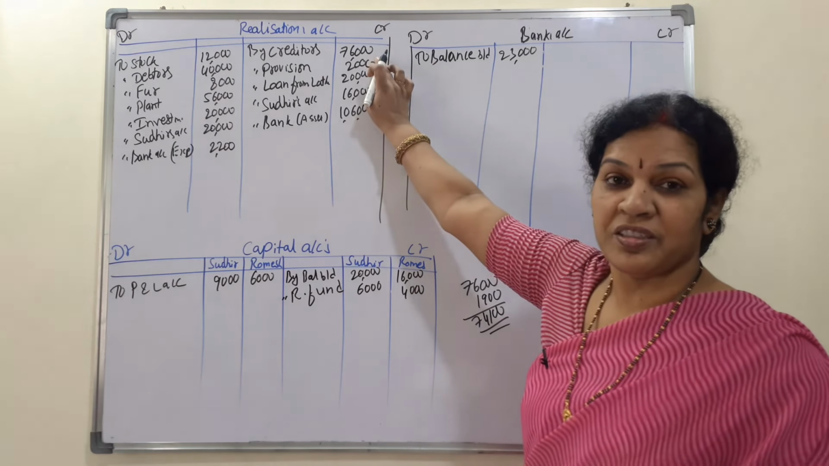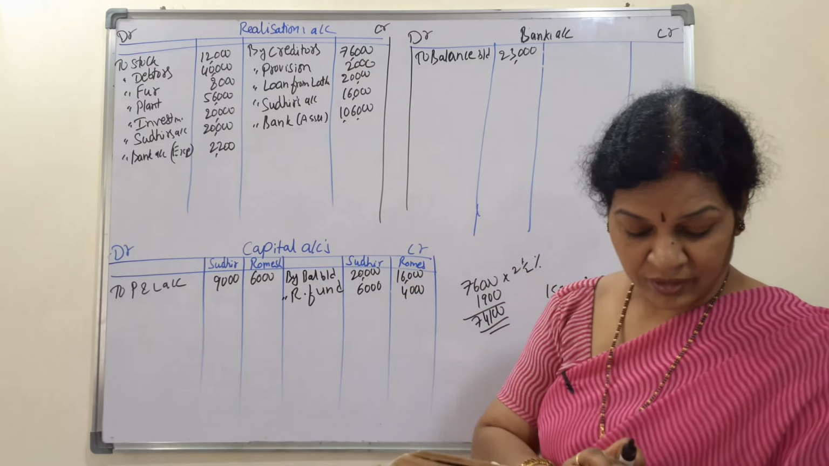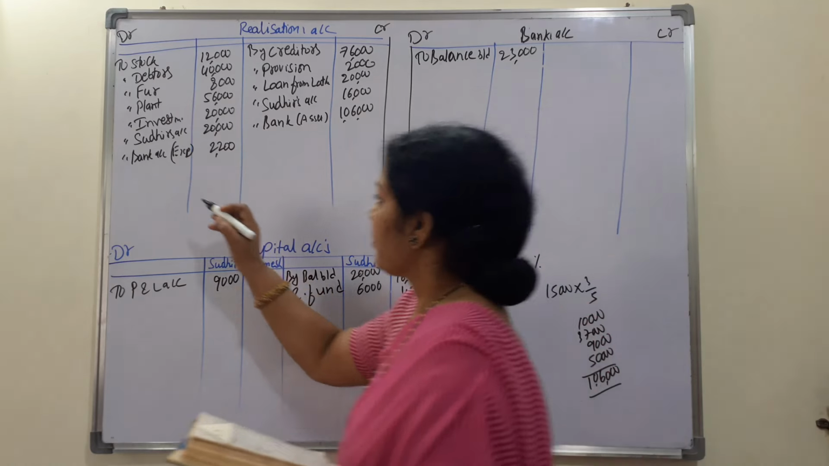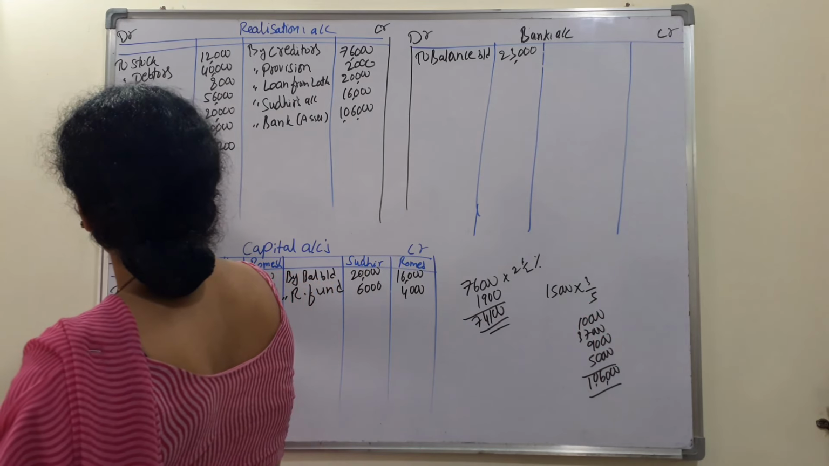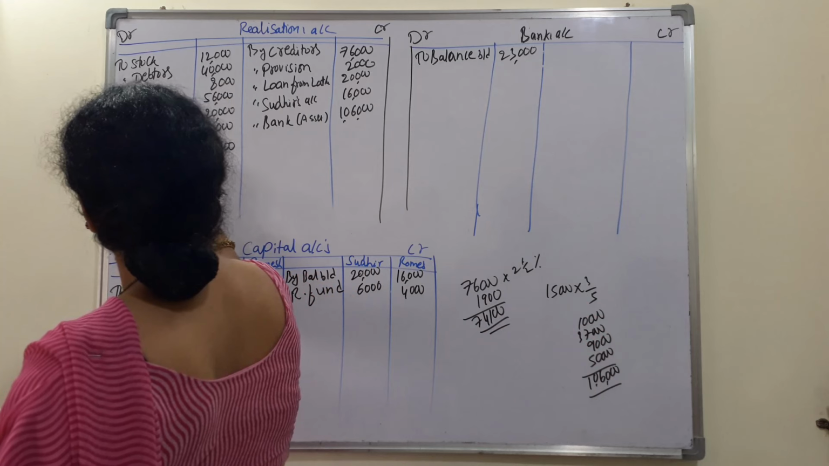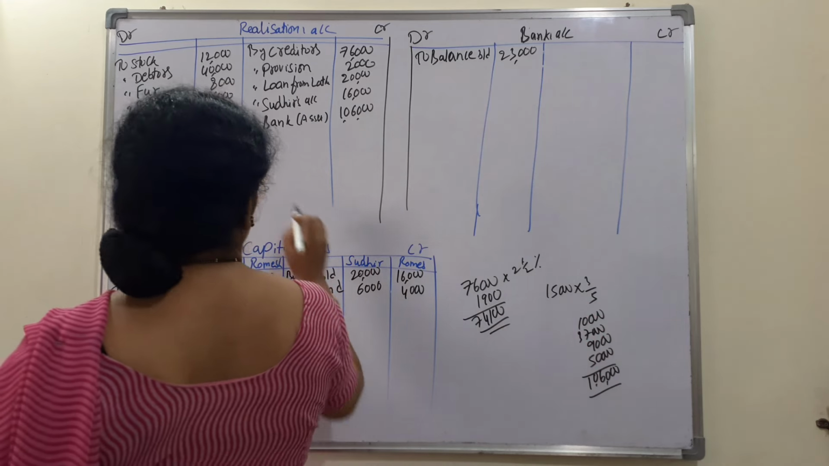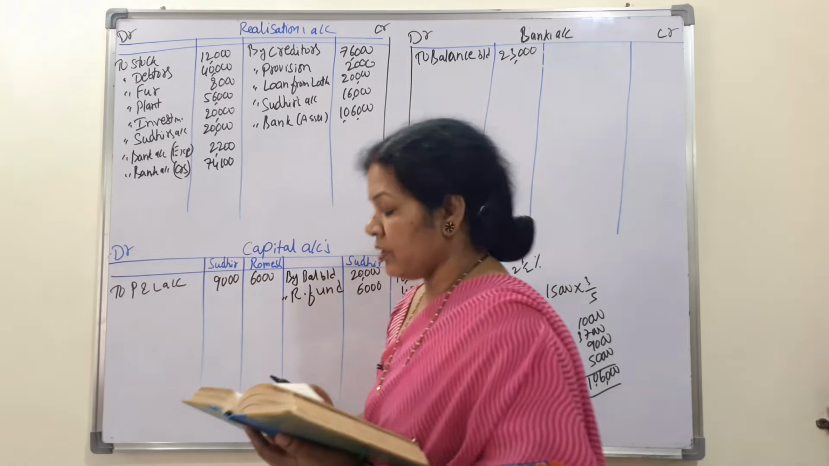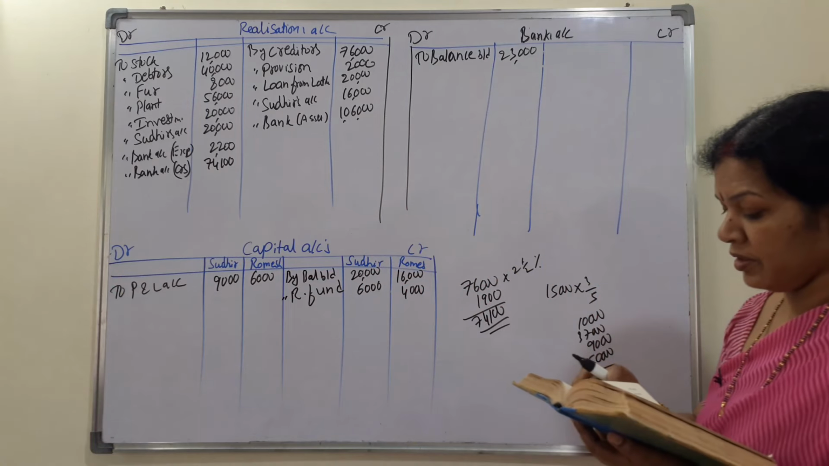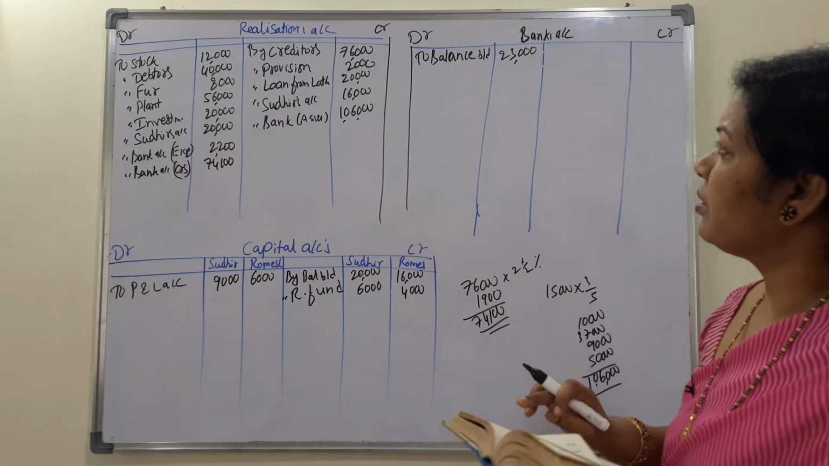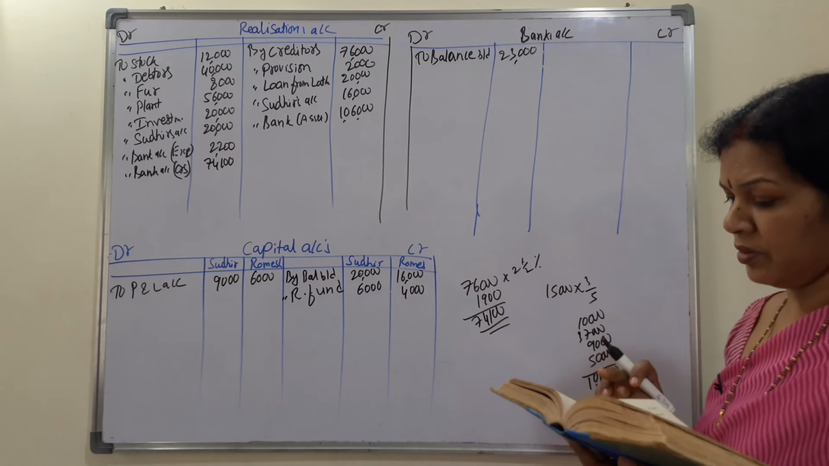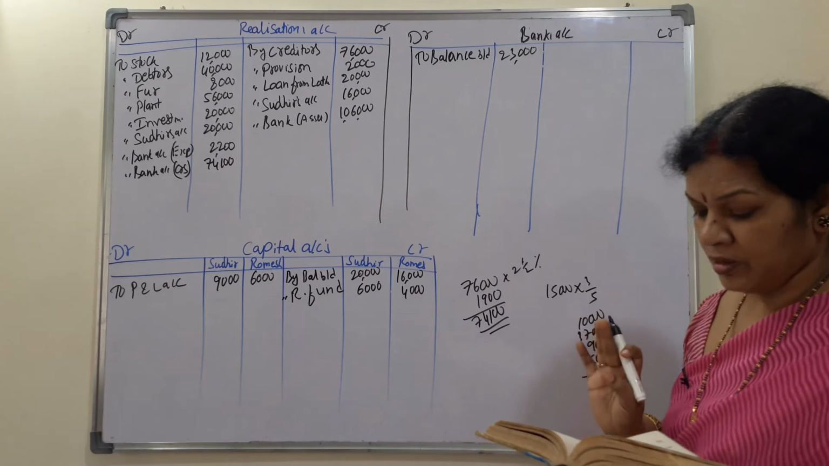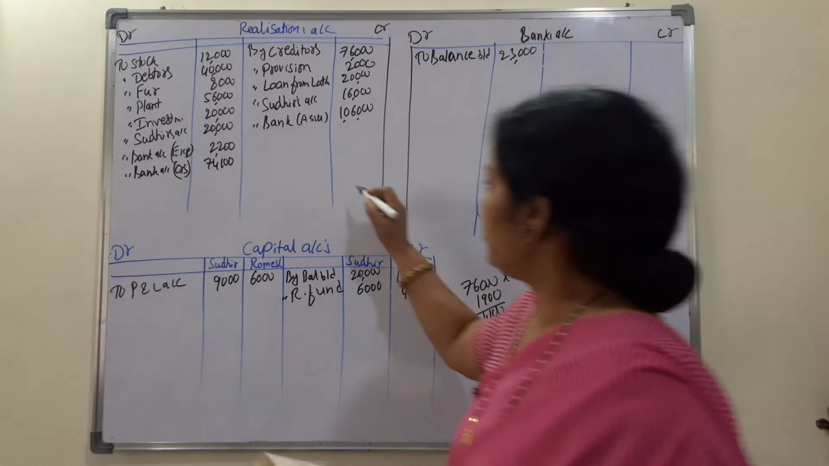Creditors are written on the credit side. When we are paying it with a discount of 2.5%, it will be on the debit side. So to bank account, you can say in brackets, creditors 74,100. Anything else is there? 76,000. That's all. This is the realization account.